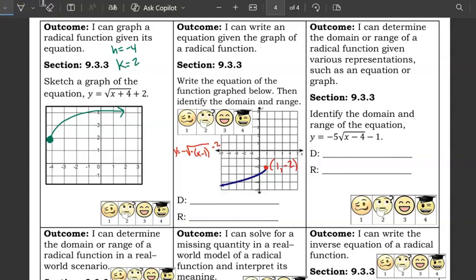The domain is left to right, x. Looks like the domain of this is anything that's less than or equal to 1. Negative infinity, comma, 1 with a closed bracket. And then the range is down to up, y. It looks like it's anything less than or equal to -2. Negative infinity to -2, close bracket.